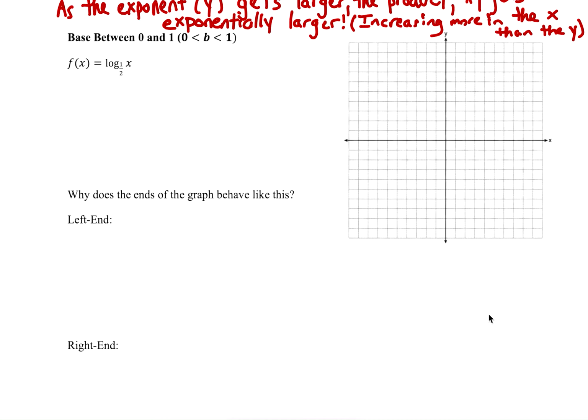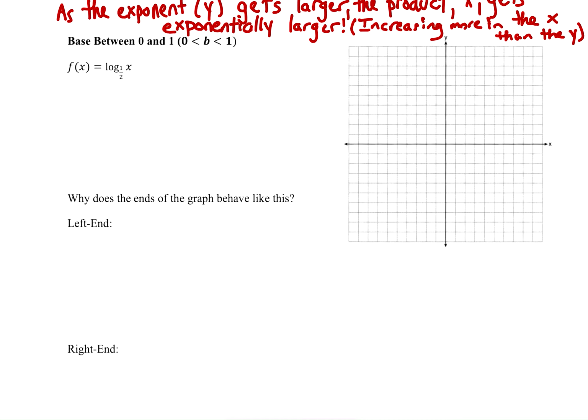So I want you guys to quickly graph log base 1/2 of x. Take a minute and try and graph that. Use an XY table for that. So your table should look like this.